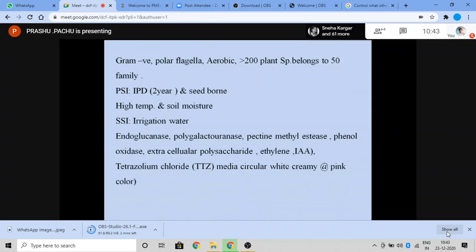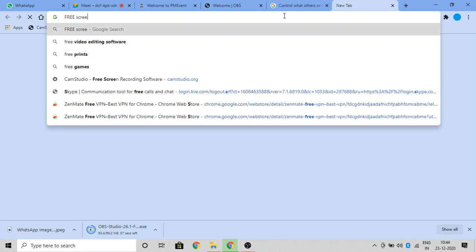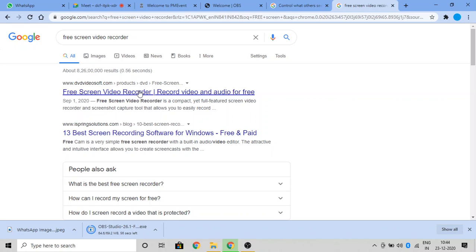Then, with respect to the etiology of this bacterial disease in tomato, it is Ralstonia solanacearum, a gram-negative bacterium. Most of the disease-causing bacteria in plants belong to the gram-negative group, and we can see the polar flagella. That means flagella are present on only one side of the bacterial cell, in many numbers. This is also one of the morphological characteristics of Ralstonia.